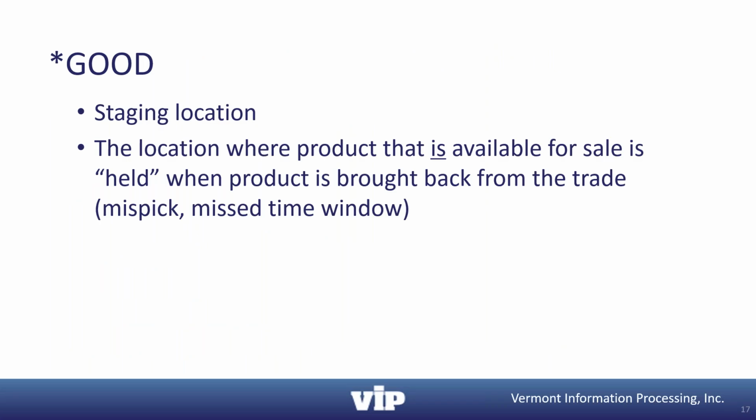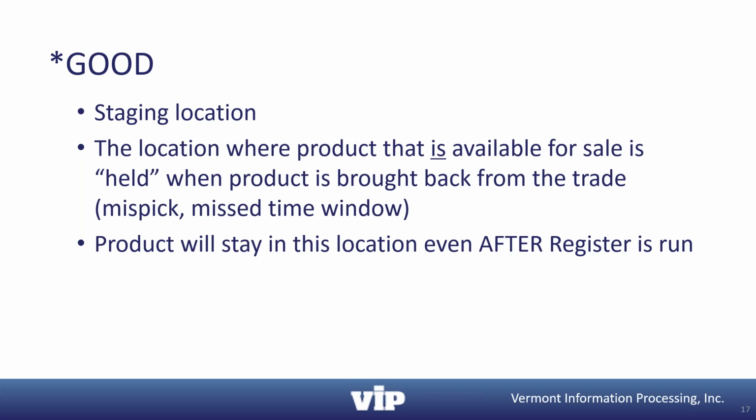So let's talk about some of these staging locations. Let's talk about star good. Like I said, it is a staging location, and the idea is that all of the product coming back from the trade, anything that's available for sale, would go to this location. What's important to understand is that the majority of you probably have your system set up so that the product actually stays in this location even after register is run. That allows you to decide when it's time to put the product away.